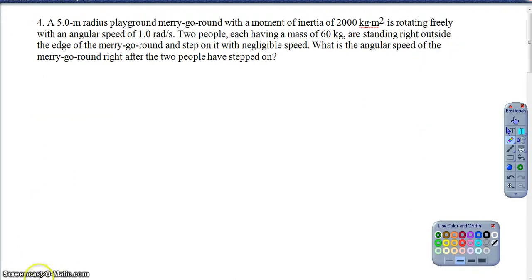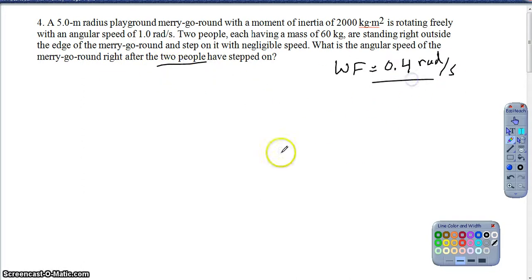Let's continue on. Okay, so example 4 here, again, hopefully one that's not too bad, and really as soon as we realize that this is a conservation of momentum problem, I would imagine most of us are probably okay with this. I'll go ahead and write the correct answer so you guys can skip ahead if you feel confident with this. So 0.4 radians per second should be the final angular speed once the 2 people have stepped on. So if you got that, awesome. If not, I'll show you how I got that answer.